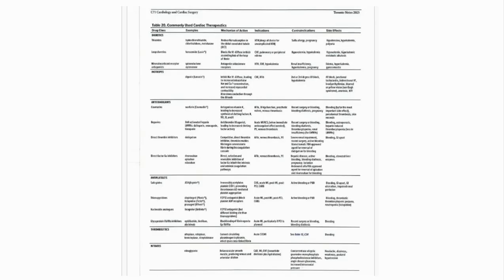GP2B 3A inhibitors are powerful intravenous antiplatelet agents used mainly during PCI. Thrombolytics rapidly dissolve fibrin clots in selected STEMI patients. Nitroglycerin relieves ischemic chest pain primarily by reducing preload, but should never be combined with phosphodiesterase 5 inhibitors due to the risk of profound hypotension.